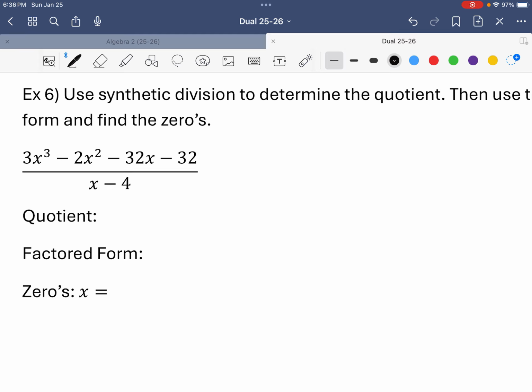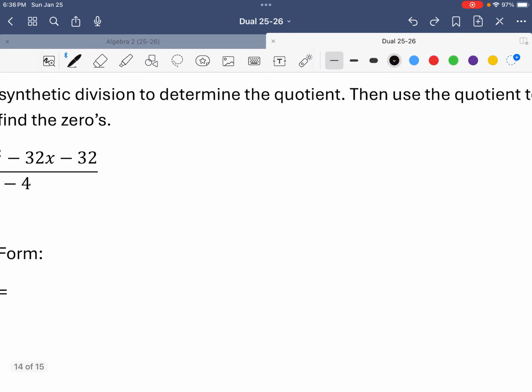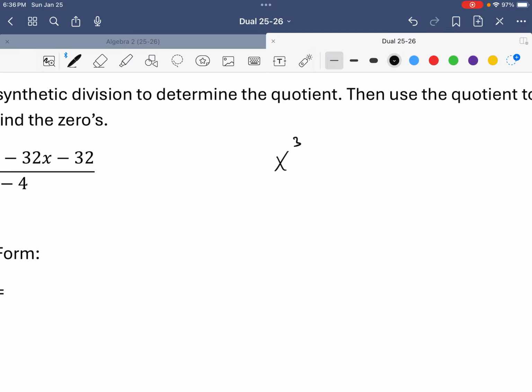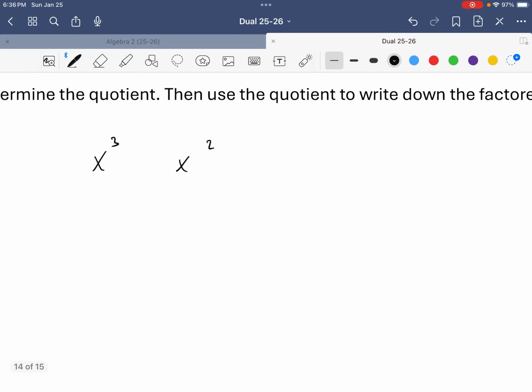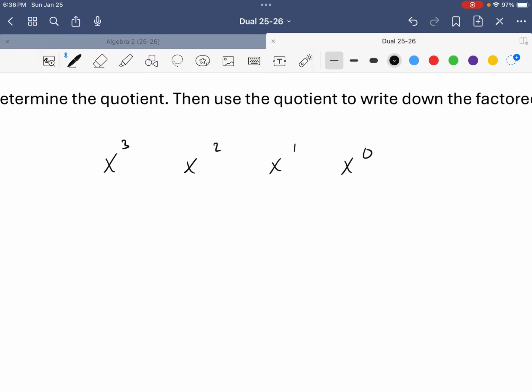Because what does this say? It says 3x cubed minus 2x squared minus 32x minus 32, and then this is just a big old division sign, right? Divided by x minus 4. So what is my highest power? My highest power is x cubed. That means I should have an x cubed, an x squared, an x to the 1, and an x to the 0. That's what it means.